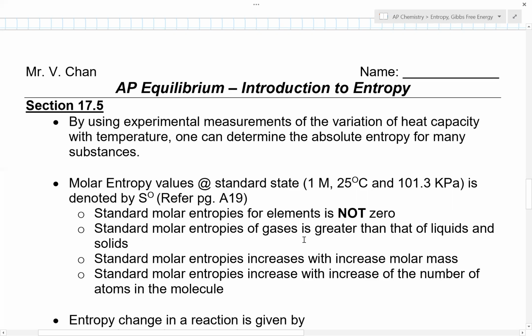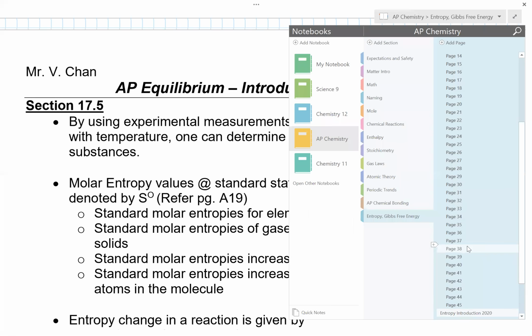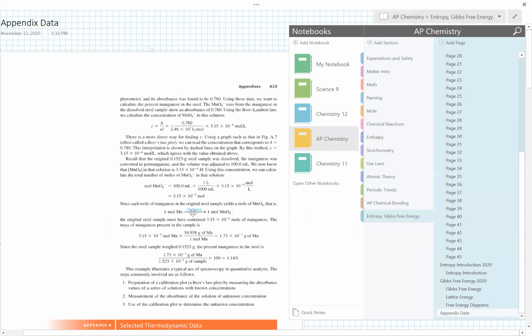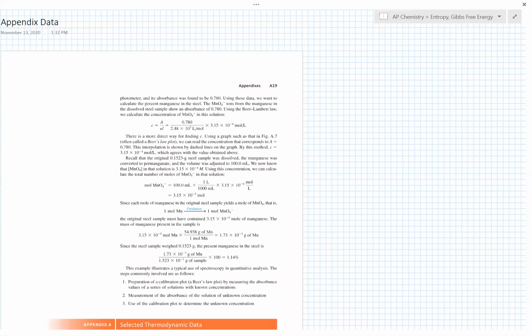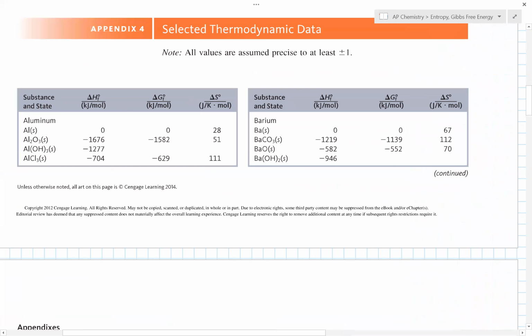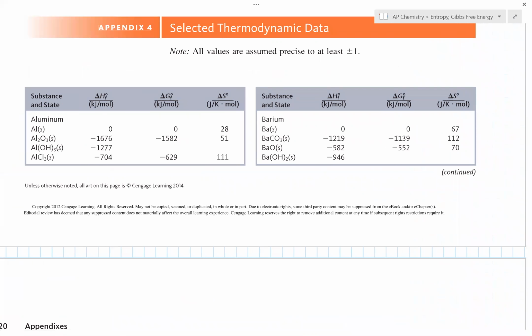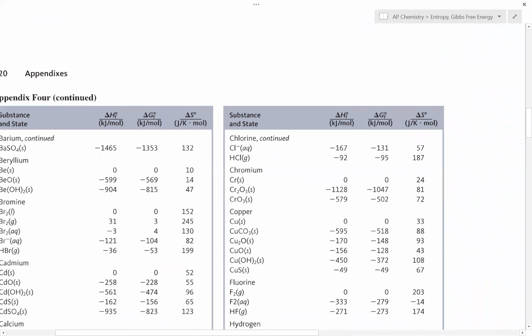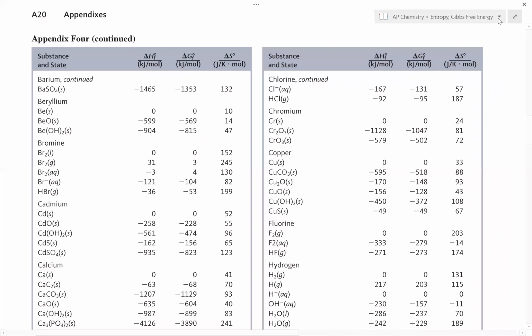Now, this can be found on appendix A19, and what you will see on page A19 is a data table with the standard entropies. Let's see if I have it here. Here we go. So if you take a look on page A19 in your textbook, you will get this thermodynamic data, and you notice in the last column you have your delta S. Now, a couple of things for you to be aware of when you're flipping through this appendix.